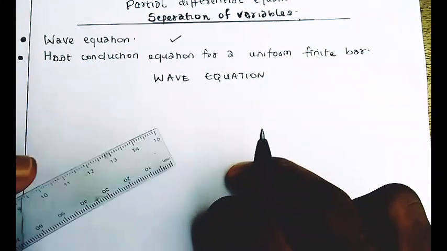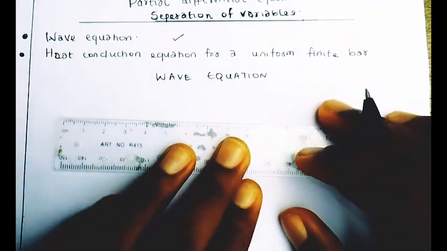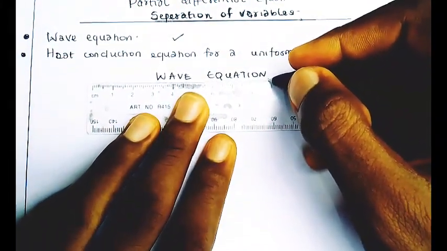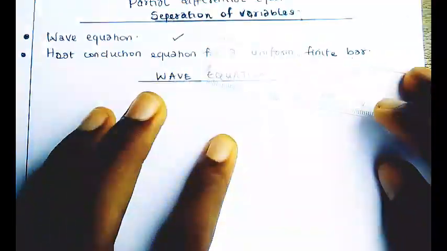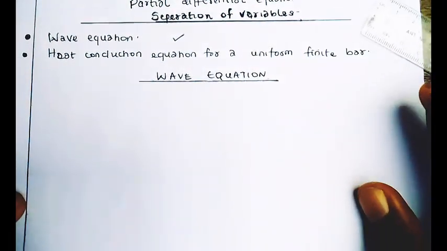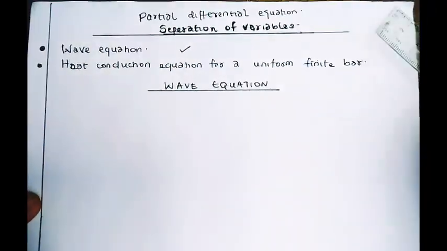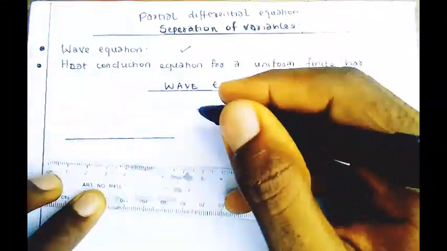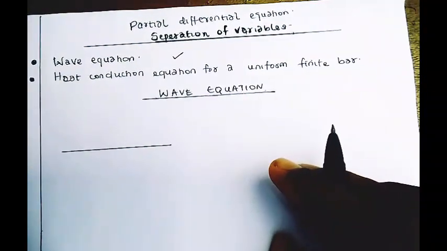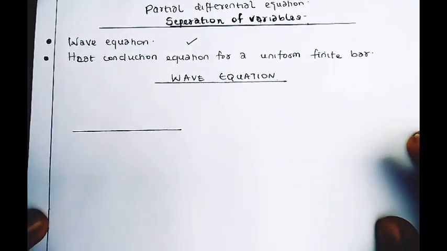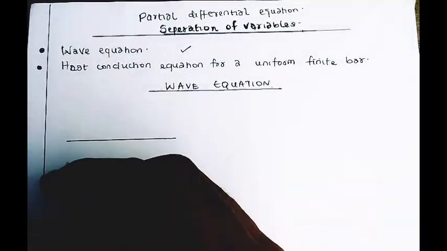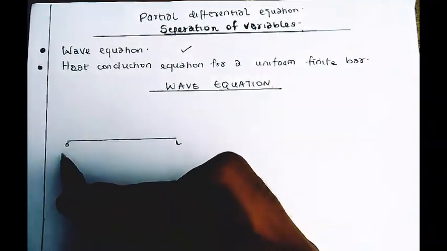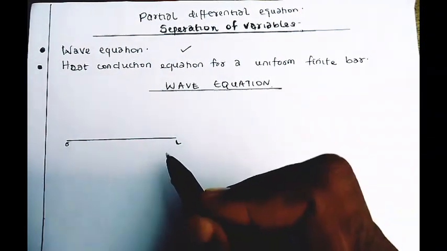Before I write the wave equation out, let me explain what the equation itself is all about. For example, you have a string of length L. This is your string right here, with a distance of length L. From 0 to this point here is L. This is point 0 and this is point L, such that your distance is L.